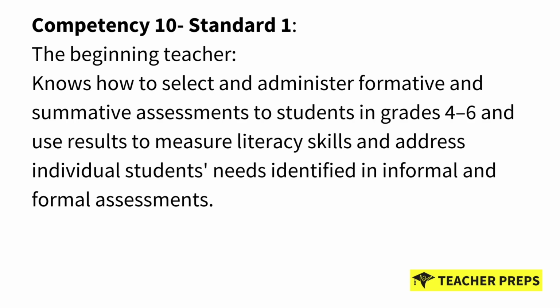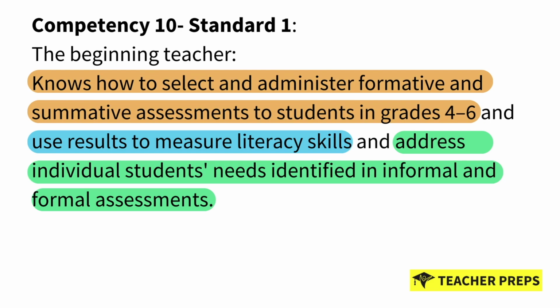Now let's highlight the key parts. Notice here how we have 3 colors because there are 3 major sections. The first is that we know how to select and administer formative and summative assessments. Second, use those results that we collect to measure students' literacy skills. And third, to be able to take those student results and address individual needs that appear from the results.